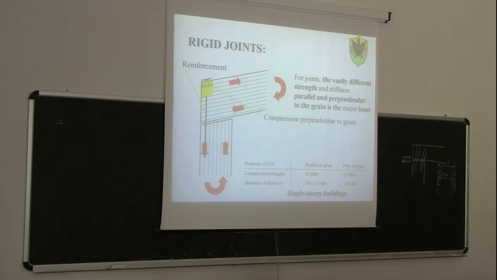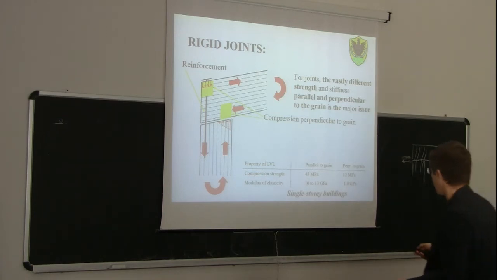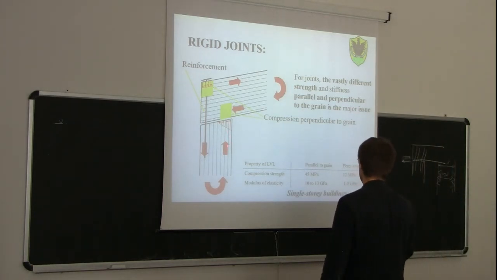In addition, we also have compression perpendicular to the grain on the other side. So here we have a transfer of this compression force due to contact between the timber of the column and the timber of the beam. So for simple contact, without gluing anything, we can transfer the compression from the column to the beam.